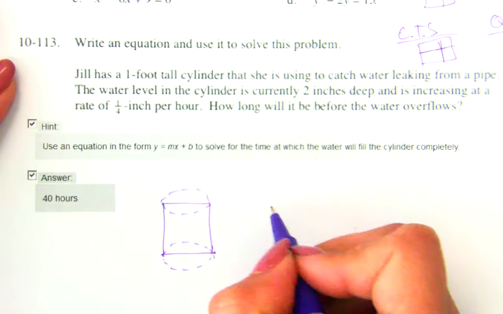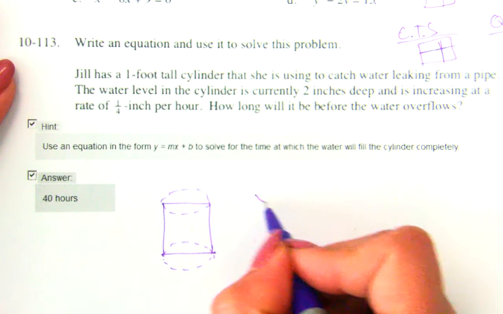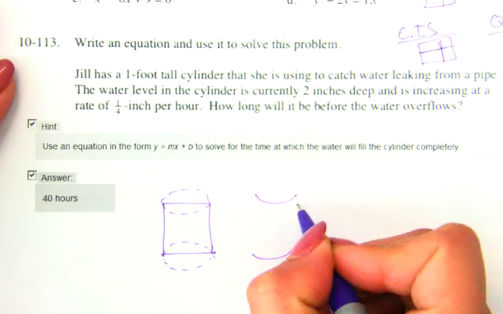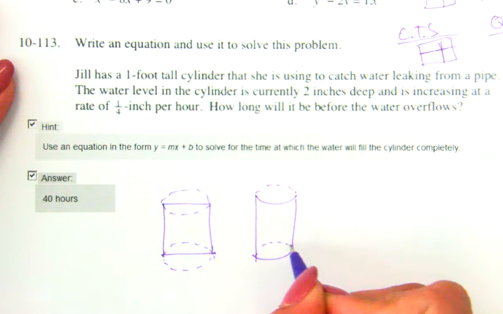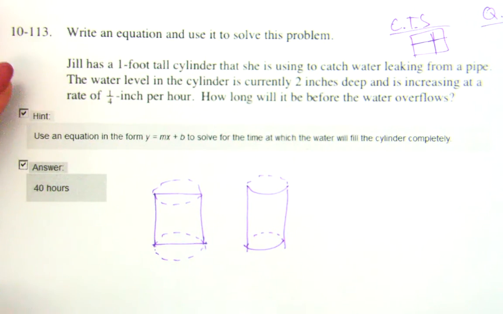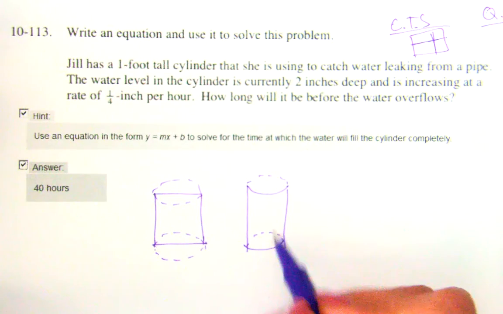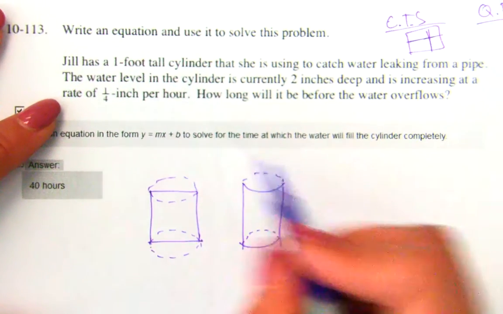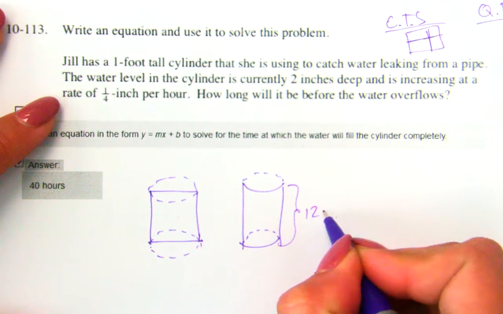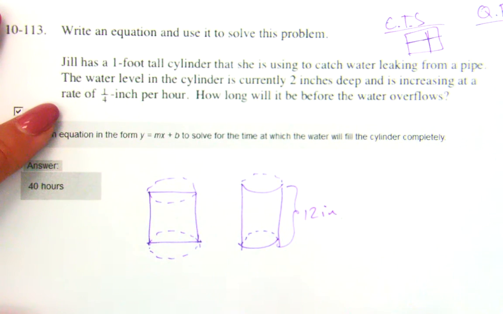Here's my cylinder. If you really want to say, it'll look like this, and then it'll be like that. It's like a roll of paper towels, which it really is a roll of paper towels, except it's got the base and the top to it. So a 1 foot tall cylinder basically means it's 12 inches tall. That's a foot.